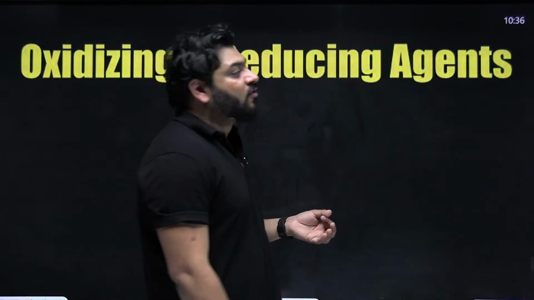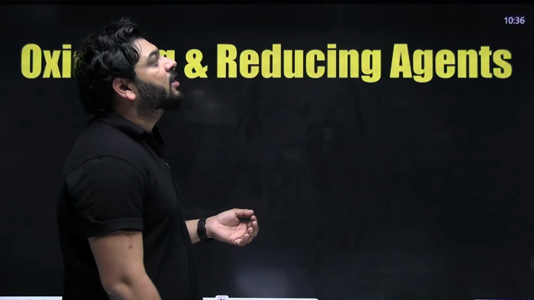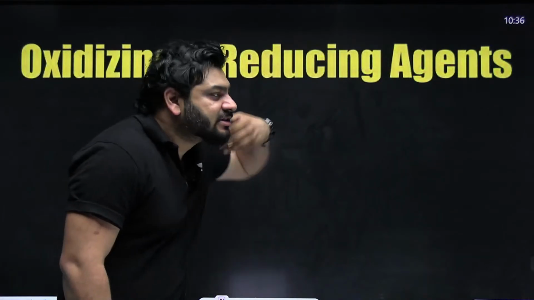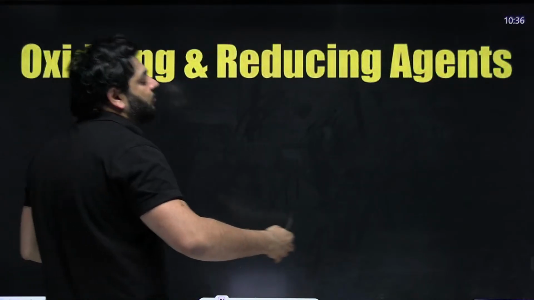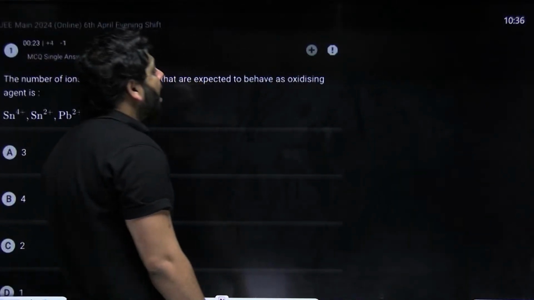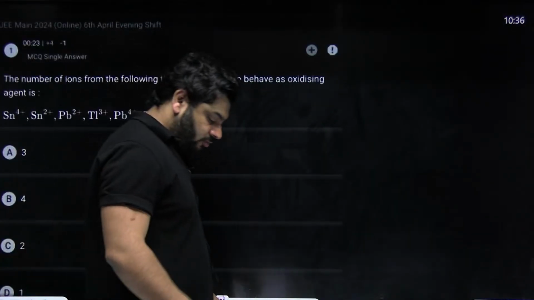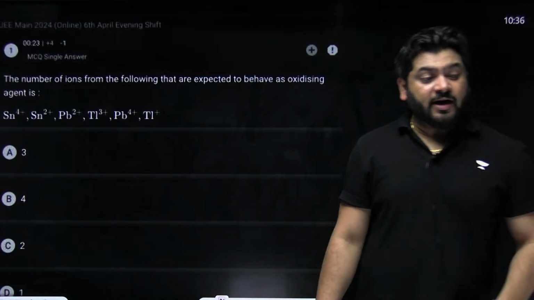You all know about an agent. What does an agent do? An agent books a ticket for us. Similarly, oxidizing and reducing agents do the oxidation or reduction of the other species, not of themselves. They do the opposite work of themselves. How? Let's see some examples and then we'll come to know. We have a great question over here, everybody.